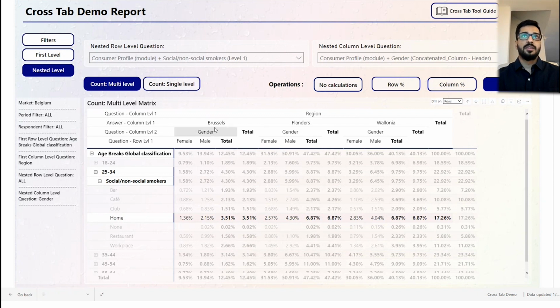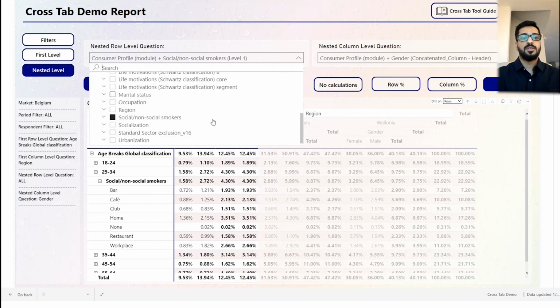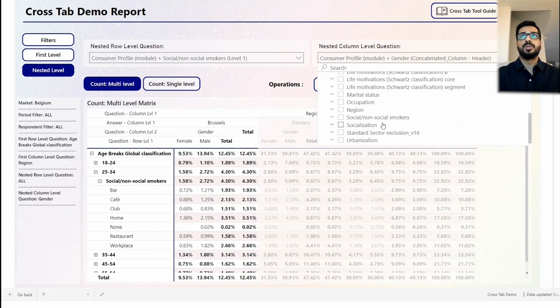For example, in Brussels, the second largest percentage of smoking after home for men was workplace, but for women, it was a cafe, for example. We can use this crosstab to change the rows and columns to get more insights. For example, how does marital status affect the smoking behavior of a respondent? We can change the rows and columns to have many of these variables which are available in this report.